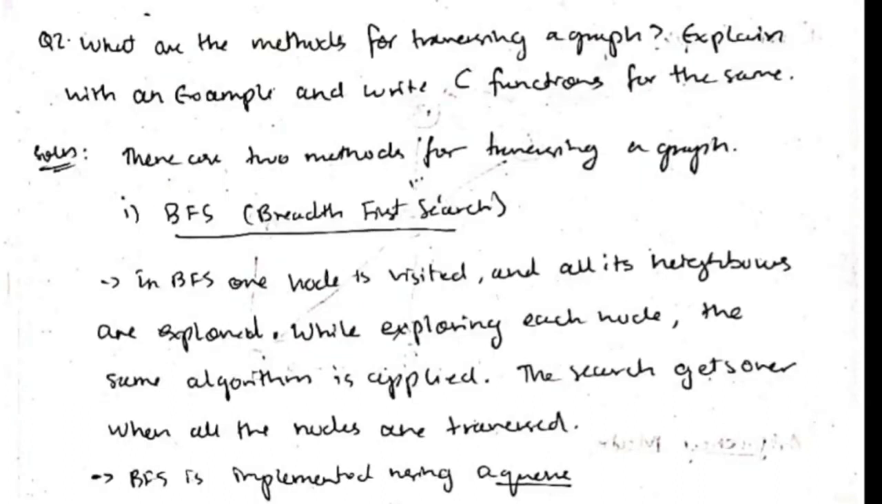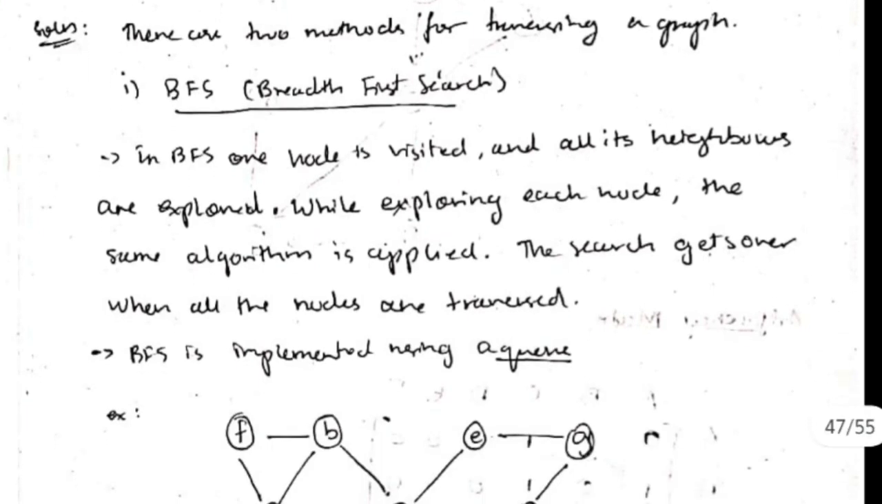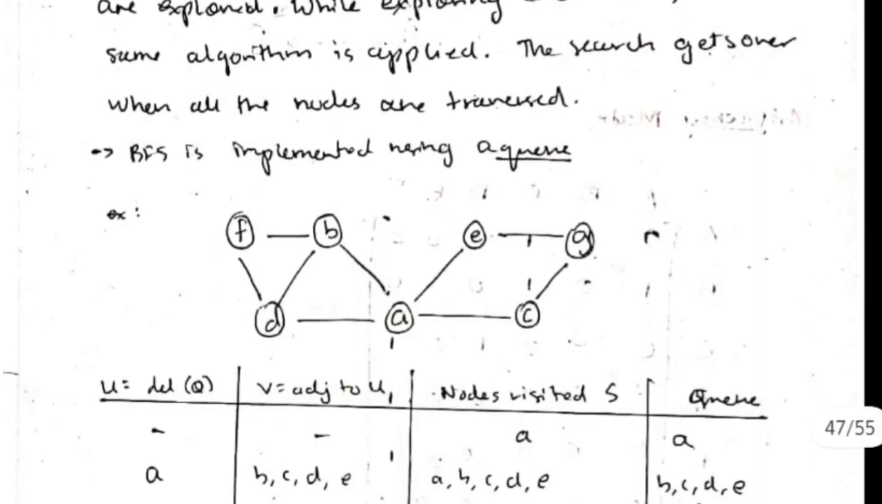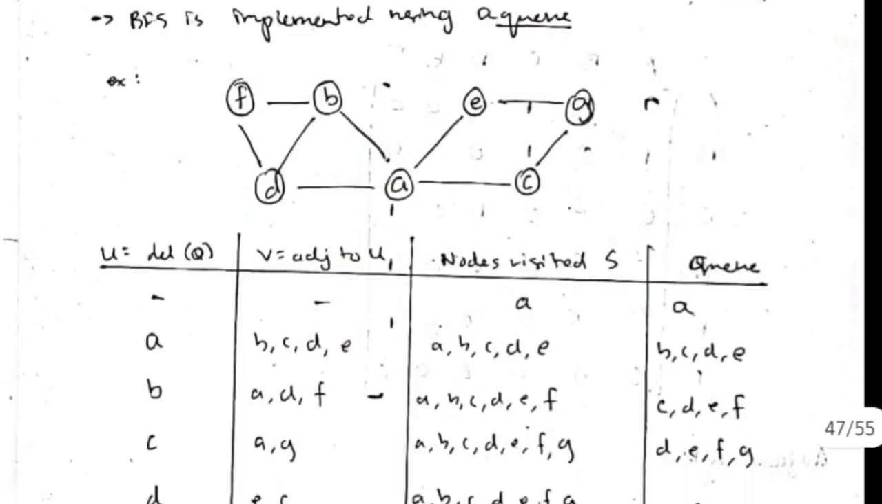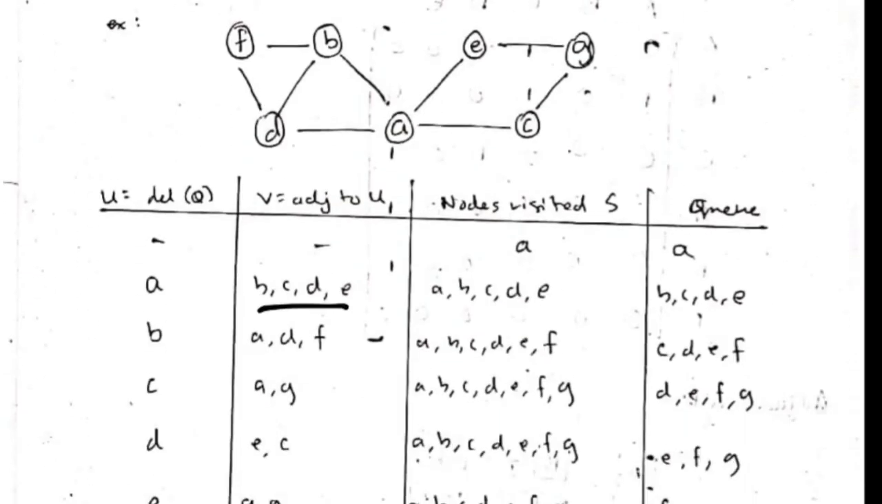In this question we have been asked to write the methods for traversing the graph, which are breadth first search and depth first search. For more information you can refer to the theory video. I have explained in more detail. In breadth first search, first we will explore one node, suppose we start from A, we will go to E, C, B and D, that will be mentioned here as the adjacent nodes, and we will visit all those nodes, and after visiting each node we will travel the neighbors of that node, like for C the neighbors are G and A, and for B the neighbors are F and D.